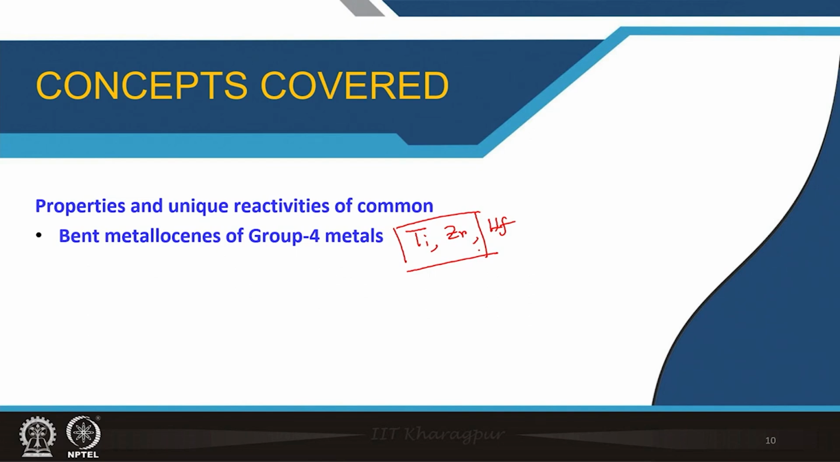As an example, you know that titanium and zirconium based metallocenes are nowadays one of the best catalysts in alpha olefin polymerization. Okay, and we will try to learn how it has evolved, and what unique properties are responsible for the development of the successful catalysts in polymerization. So let's continue our discussion on the bent titanium and zirconium.